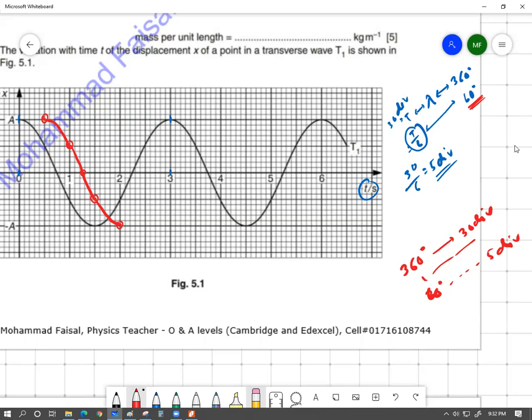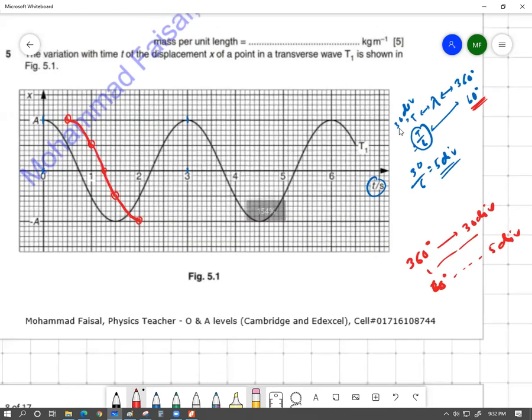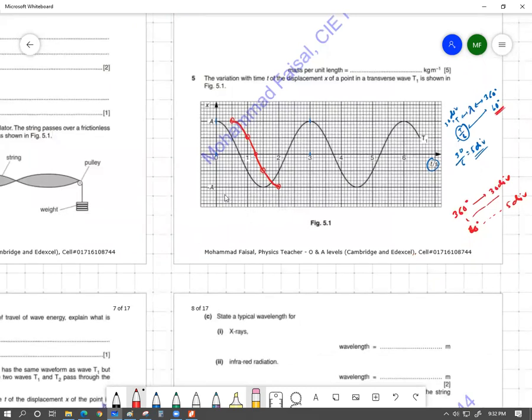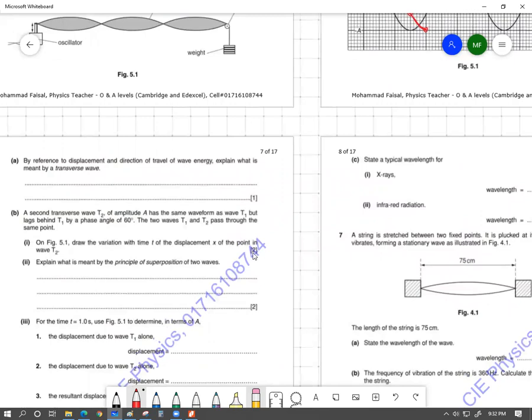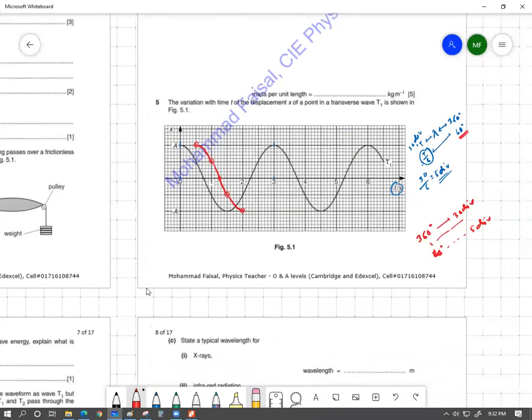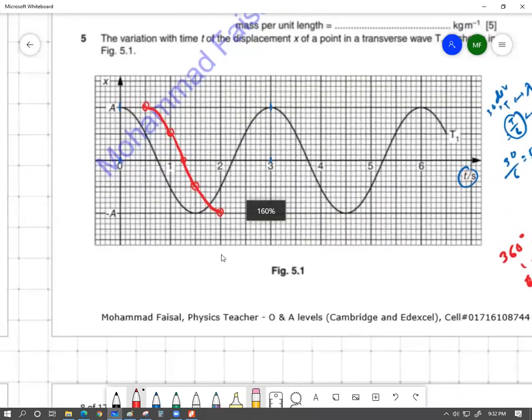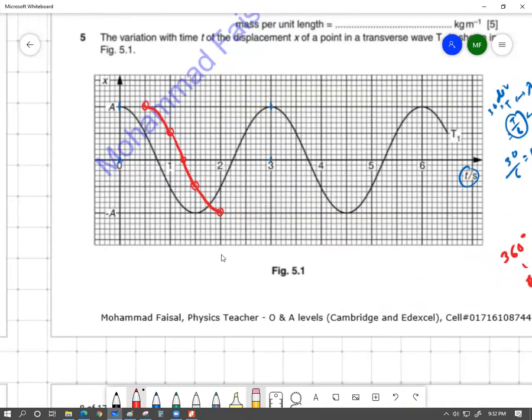Well, you have plenty of marks for this question to be honest. Have a look, how many marks do you have for this drawing? So you have 120 seconds. Well, if you keep on practicing, slowly these drawings will come naturally.